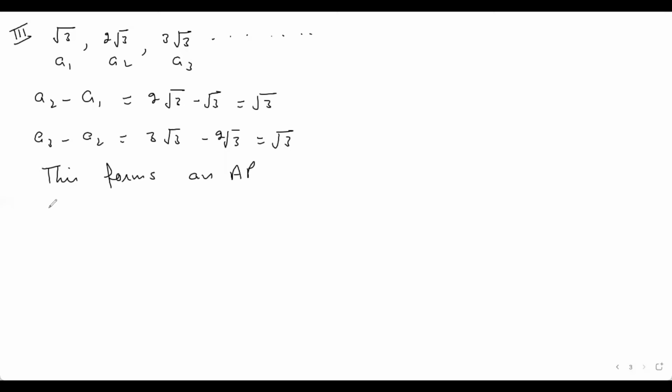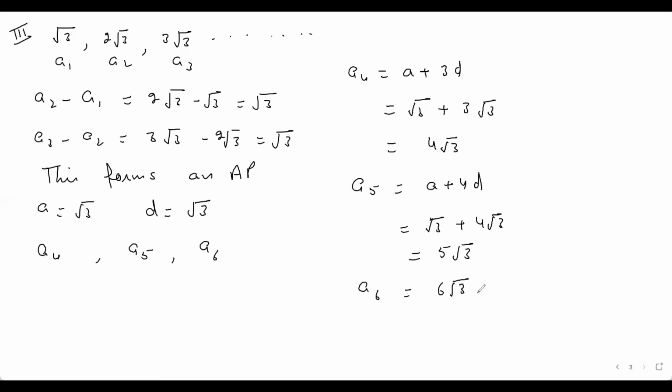Now here A is equal to root 3 and D is equal to root 3. Now find next three terms, means A4, A5, and A6. Check it yourself.